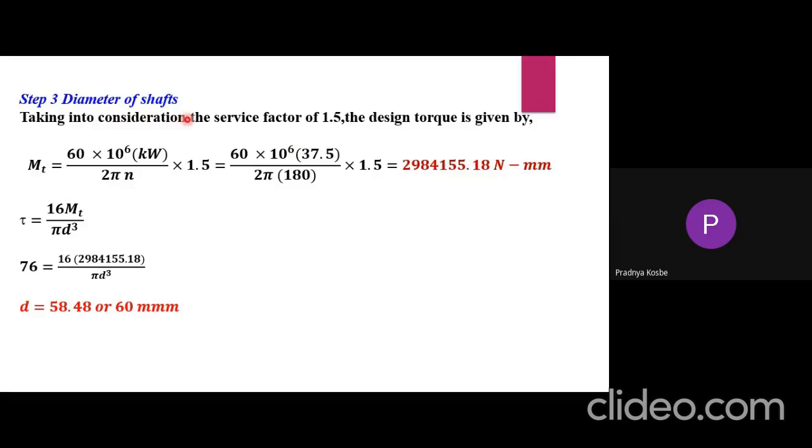Step 3, to find out the diameter of the shaft. Diameter of the shaft is by our usual formula, using shear stress developed in the shaft: tau is equal to 16 Mt divided by pi d cube, where d is diameter of the shaft and Mt is torque or twisting moment in the shaft. Mt is equal to 60 into 10 raised to 6 into kilowatt divided by 2 pi n, where kilowatt is the power rating, and n is the speed of the input shaft.